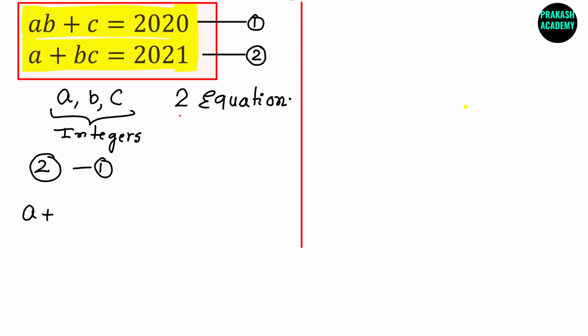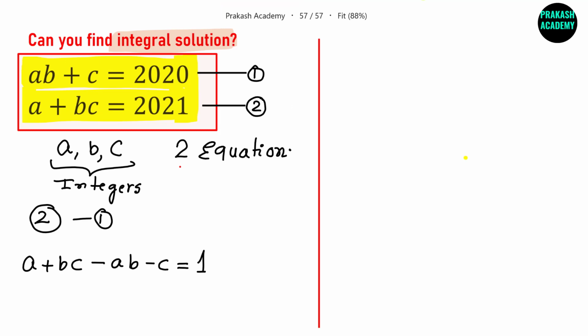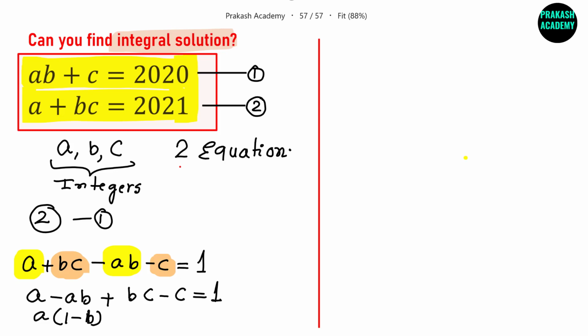We will have A plus BC minus AB plus C, and this is AB minus C. And the right hand side we will have simply 1. So let us take these two terms together, A and minus AB, and the other two terms, BC and C, together. We can have A minus AB plus BC minus C is equal to 1. Now if I take A common here, I will have 1 minus B, and if I take C common here, we will have B minus 1, and this is equal to 1. So I can rewrite A times 1 minus B minus C times 1 minus B is equal to 1.